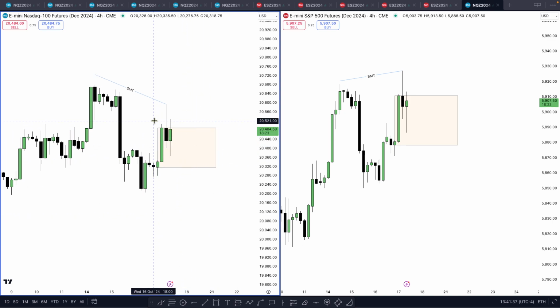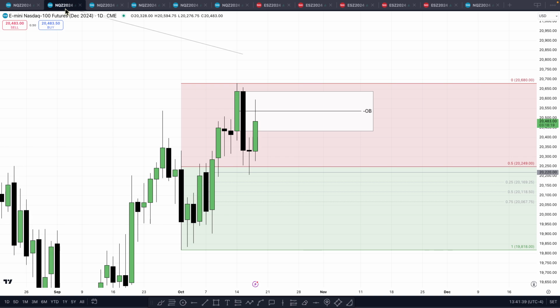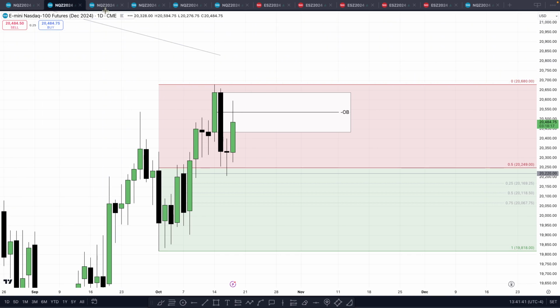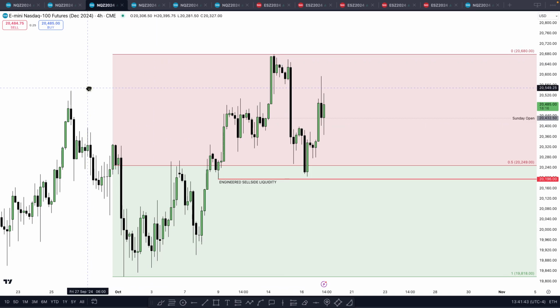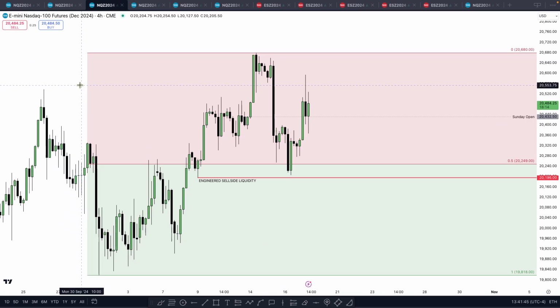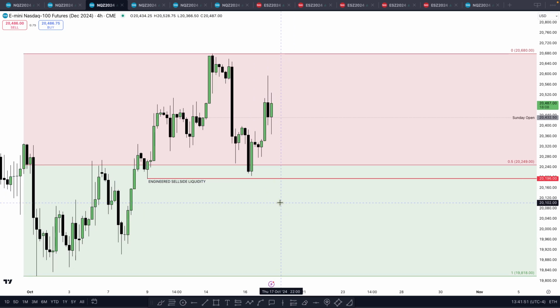Let's just continue before I get carried away with this, to run through where we are now for today's PM session. Delivered down to this fair value gap. We did engineer these lows. Bounced off 50%.